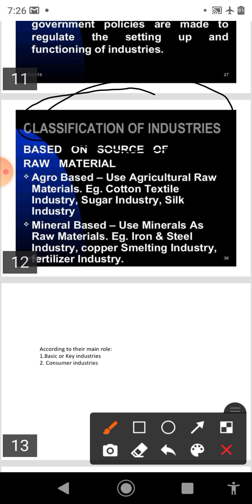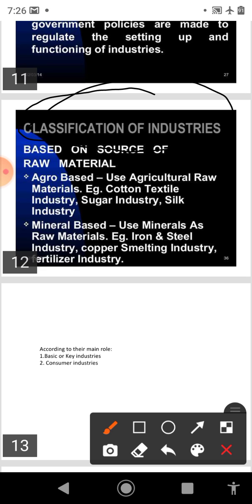Industries can be classified into different groups. First one, on the basis of source of raw material. On the basis of source of raw materials used by industries, industries can be of two types: agro-based industries and mineral-based industries. Agro-based industries are those industries which are using agricultural products as raw material. You can take the example of cotton textile, woolen textile, jute textile.